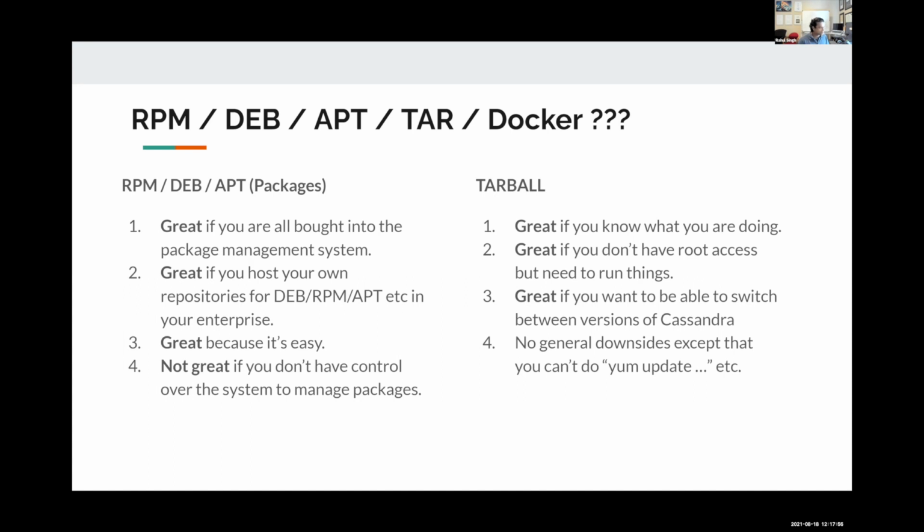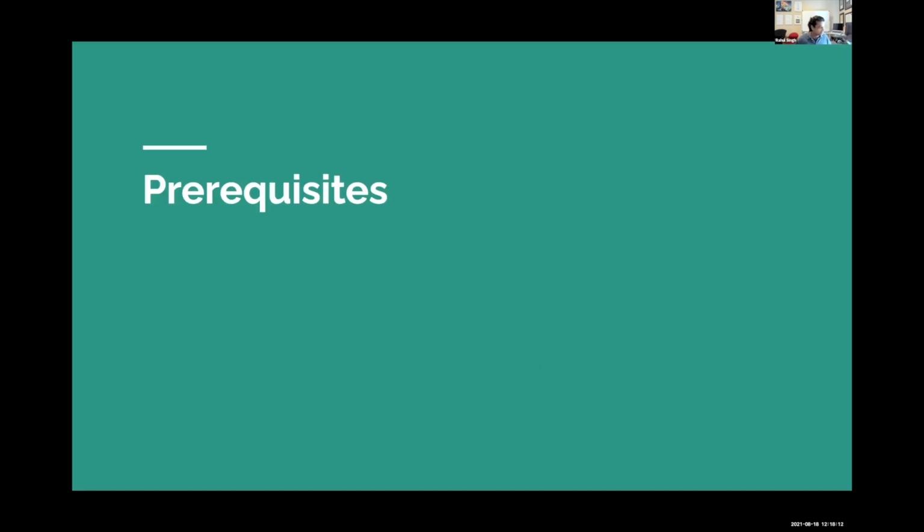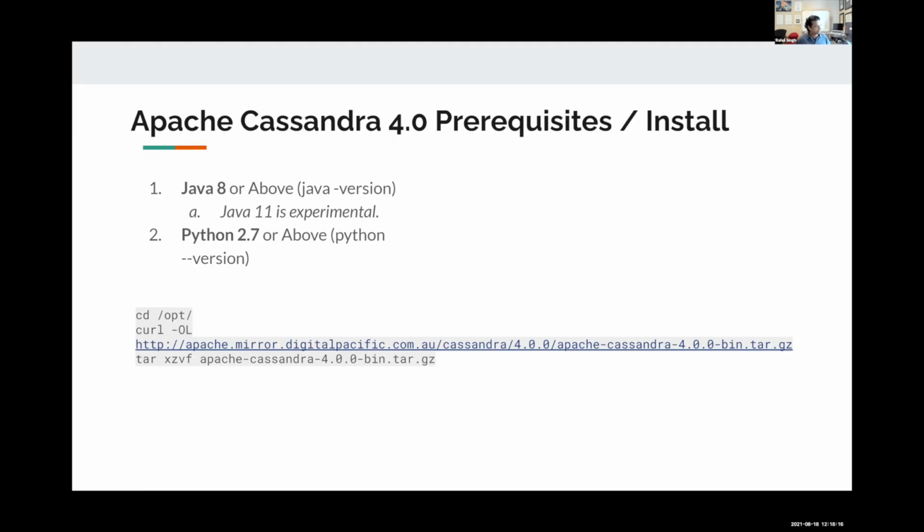Yeah, so no general downsides. You can't just do yum update, right? It's not going to just update the packages for you. You have to do that on your own. So any questions so far? Oh, okay, great. So what do you need to install Cassandra? Not much. You need to have Java and Python.